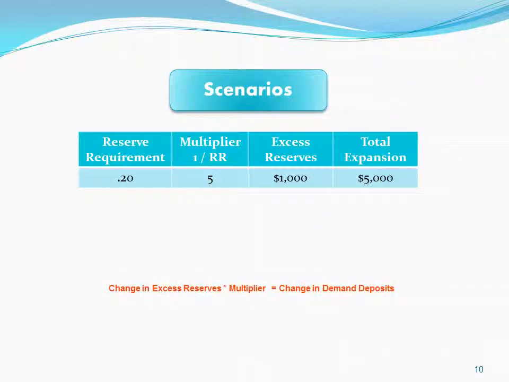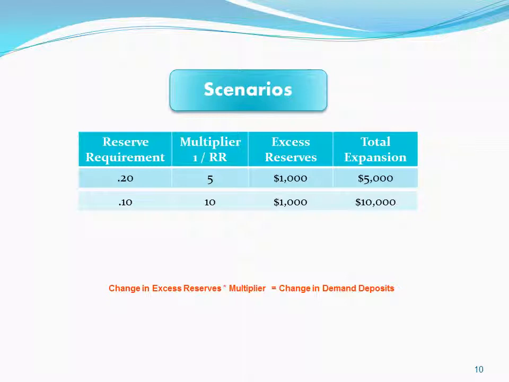So let's try this again. Change in excess reserves times the multiplier is change in demand deposits. So here, our reserve requirement is 10%, which would make our multiplier 1 over 0.1, or 10. Excess reserves of 1,000, and that would be 10 times 1,000, or 10,000.